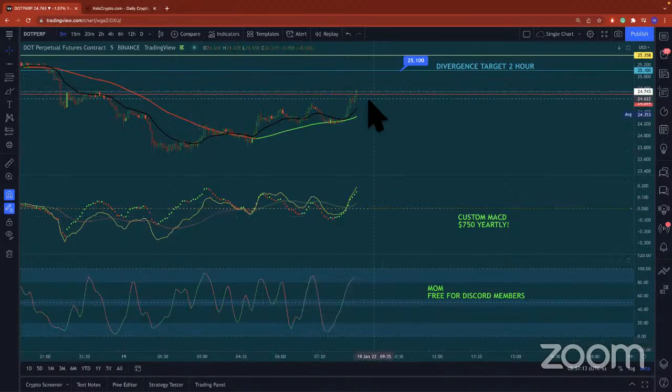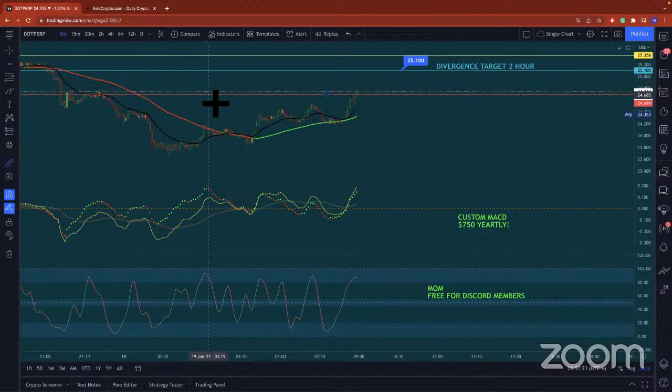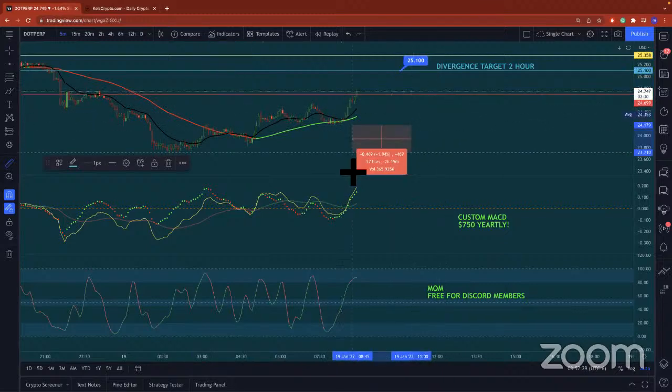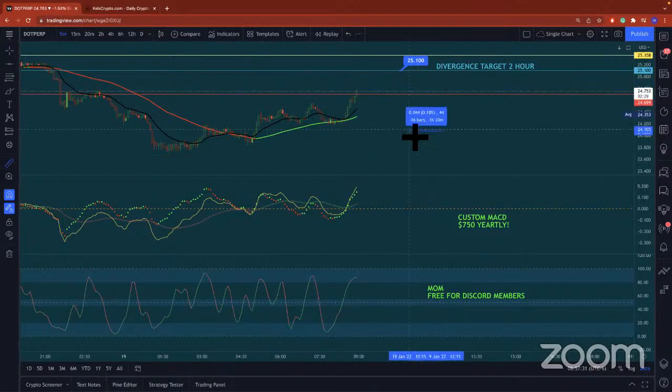So we broke above that EMA. If we find support on this EMA, our final target is going to be that 2510. Let's see how much it is between there. 1.67%. Get out of there. So we do take that position. That's going to be our final target.